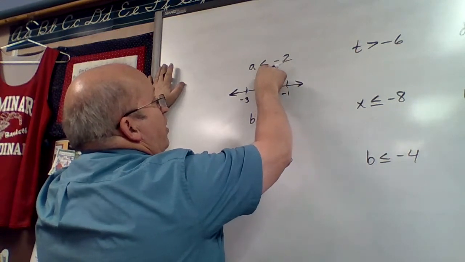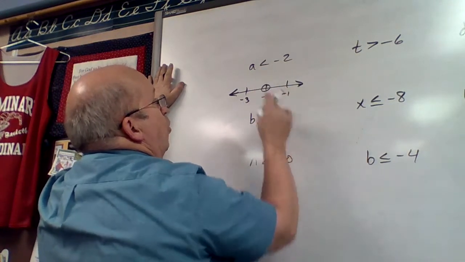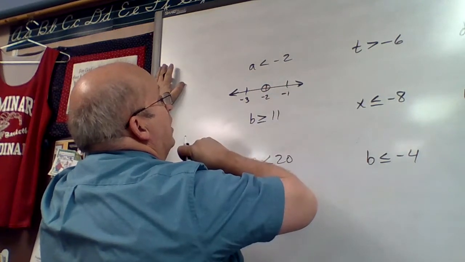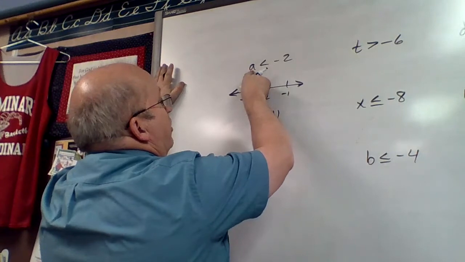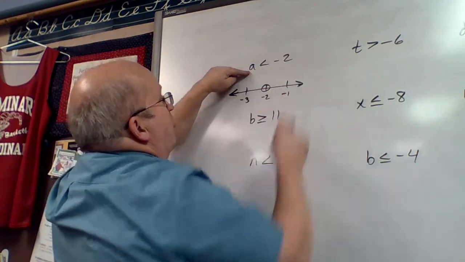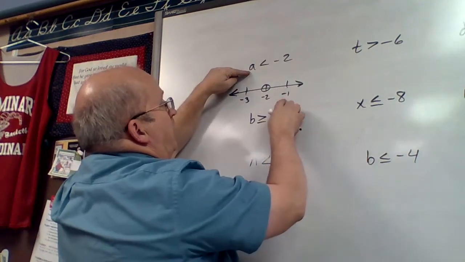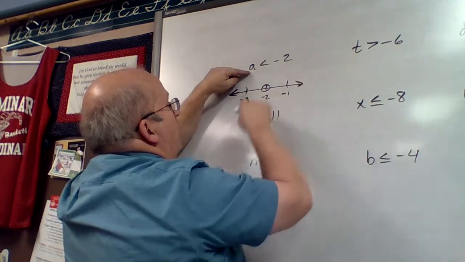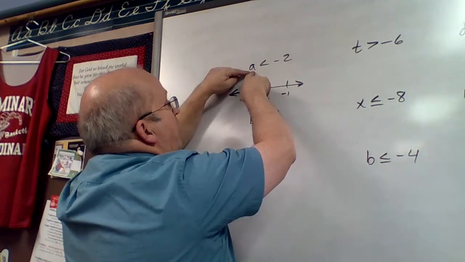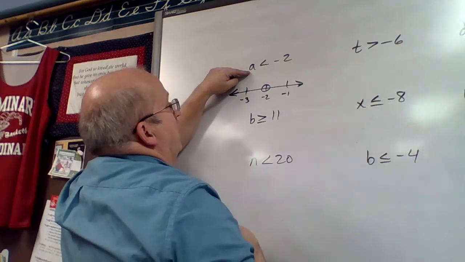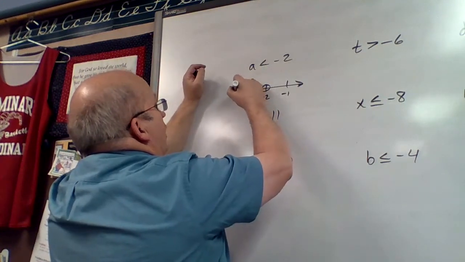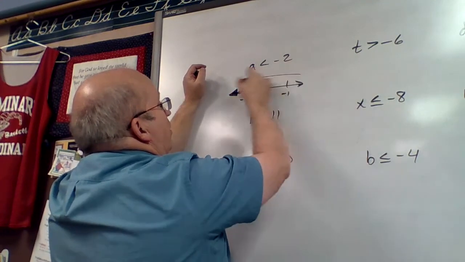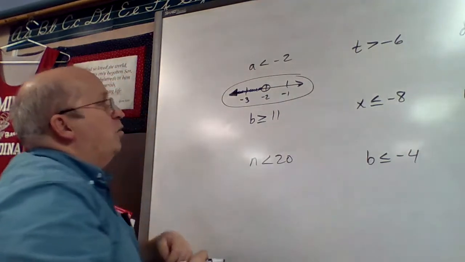If it's less than or greater than, we're going to put an open circle because we don't want to include -2 as part of the answer. Now, I have to decide what number would make this a true statement. Is a number like -1, if I put it here, would that make this a true statement? Or would I put the number -3 here to make this a true statement? And the answer is -3. So I'm going to shade the left side of the problem. And this is the graphing of that inequality.